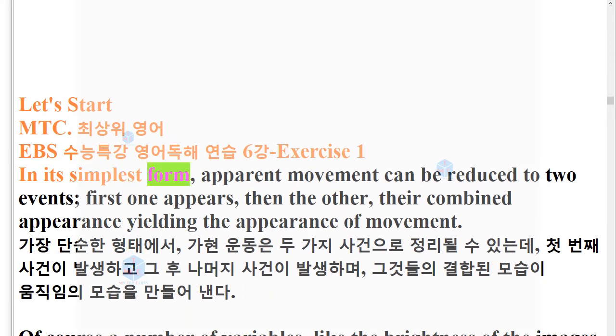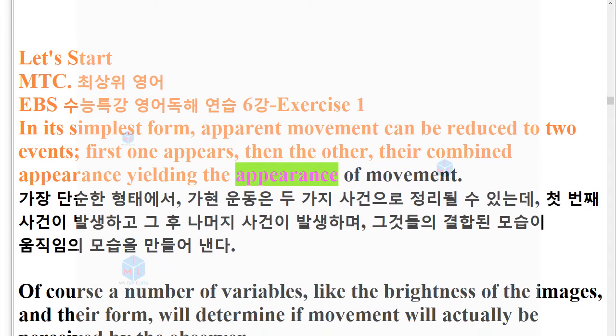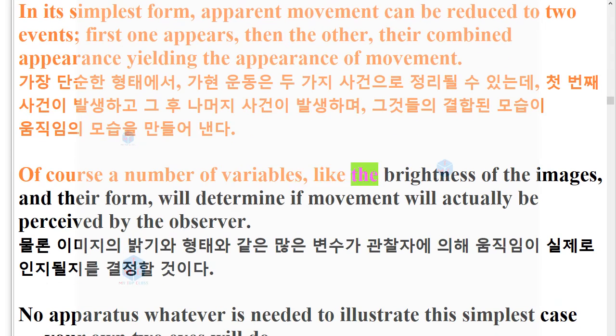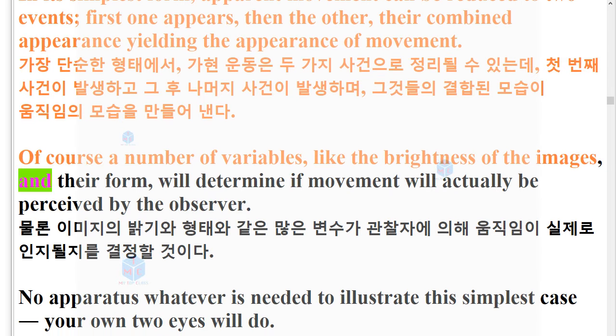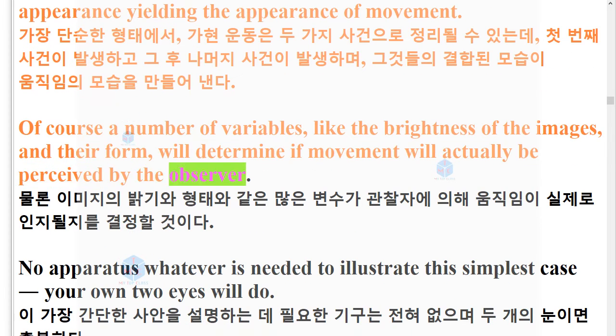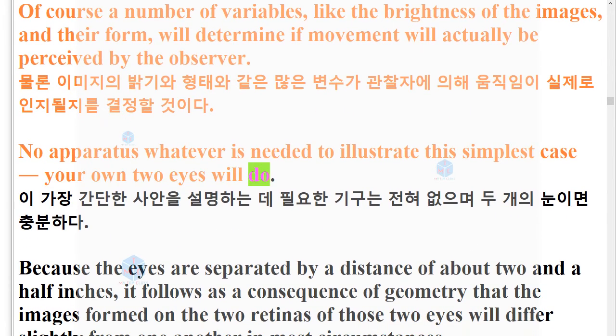In its simplest form, apparent movement can be reduced to two events: first one appears, then the other, their combined appearance yielding the appearance of movement. Of course, a number of variables, like the brightness of the images and their form, will determine if movement will actually be perceived by the observer. No apparatus whatever is needed to illustrate this simplest case. Your own two eyes will do.